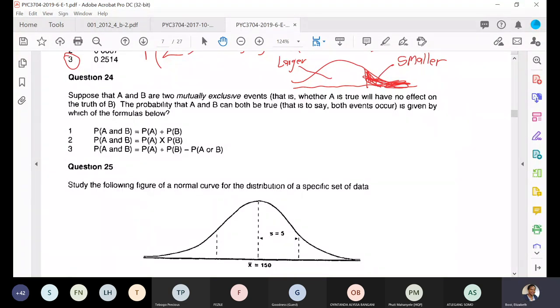Suppose that A and B are mutually exclusive events. That is, whether A is true will have no effect on the truth of B. The probability that A and B can both be true, that is said to be both can occur, is given by which of these formulas? Number 3. Nope. Number two. It will be number 2 because it says also there A has no effect on B. So it can be number 2.